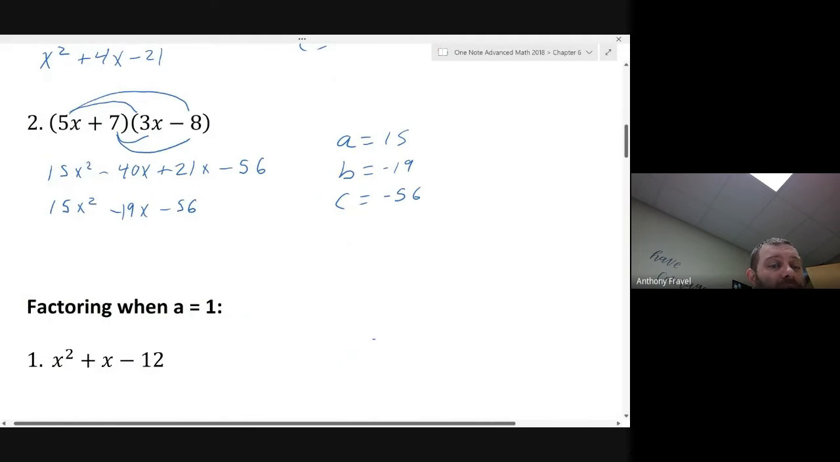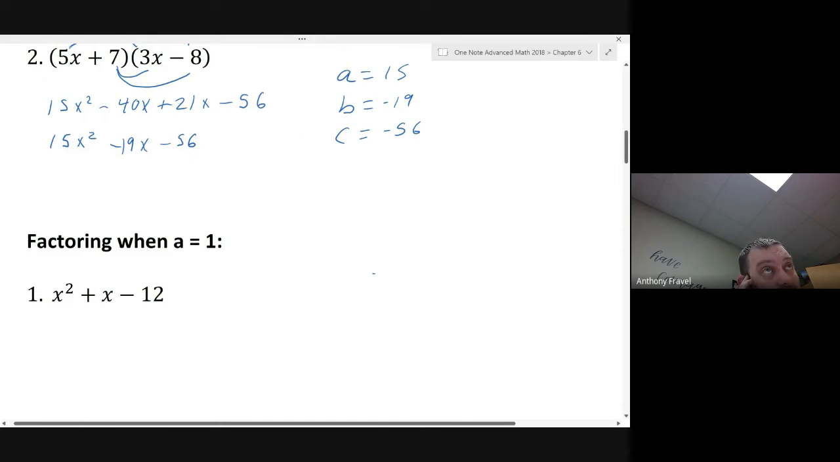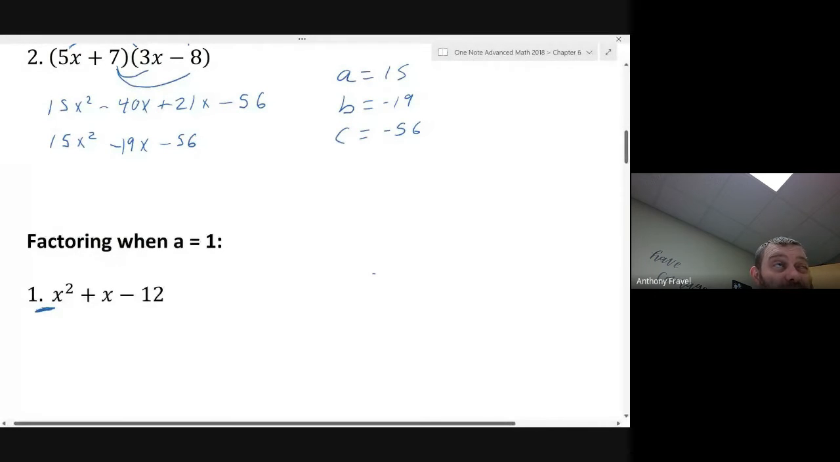All right, we're going to get down to factoring. We're actually going to factor these ones. The way this first one is set up is that it says it's factoring when A equals 1, meaning there's not going to be a number in front of the x squared. We can do it when there's something in front of there, which we will get to later on in this lesson. But we're just going to set these first ones up where we're going to factor them as if there's nothing in front of that x squared.